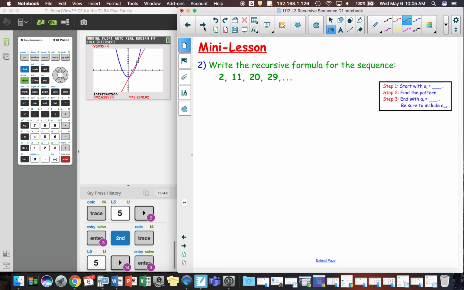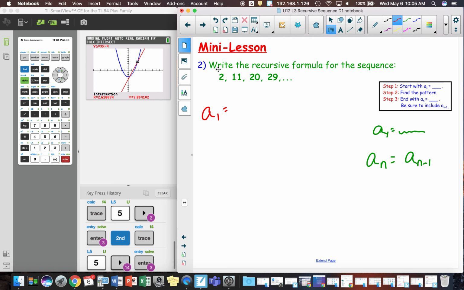So they say write the recursive formula for the sequence. Now, notice they gave us the sequence, and now we need to find the rule. We need to figure out what's going on. So essentially, we need a couple of things. We need a sub 1, that's always going to be first for our recursive formula, and we need a sub n equals a sub n minus 1, and then either plus something or minus something. So we need something like this here. Let's start. The first part is always easy.